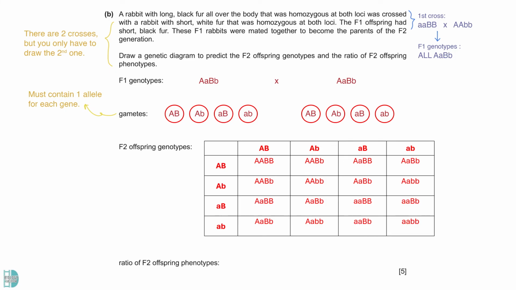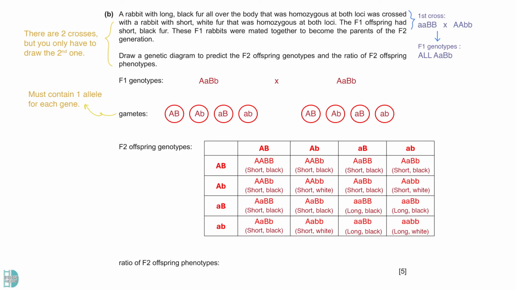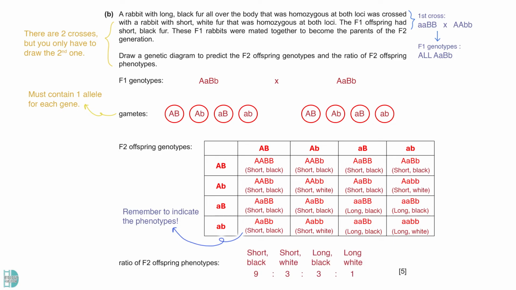In the Punnett square, use brackets to indicate the phenotypes. Failure to do so may result in losing marks. Then, put them into the 4 categories and write the ratio. If you only write the ratio without stating which phenotypes they represent, you will not get this mark.